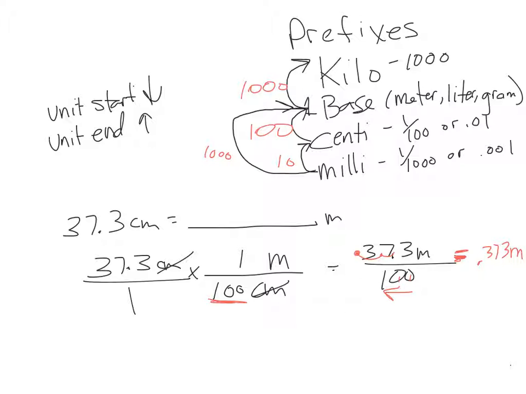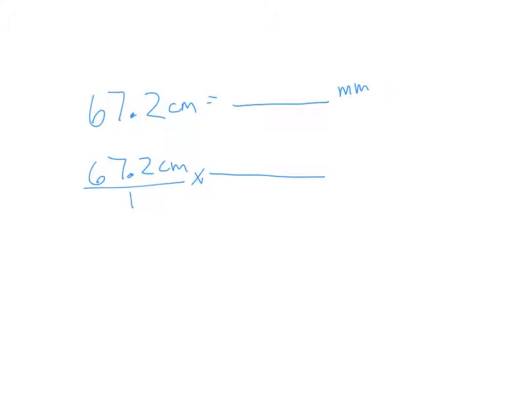One more, and we'll see how this goes. Let's say we measured something and it is 67.2 centimeters, and I want that to be converted into millimeters. Well, you start with what you have over 1. Then we have to develop our conversion fraction.